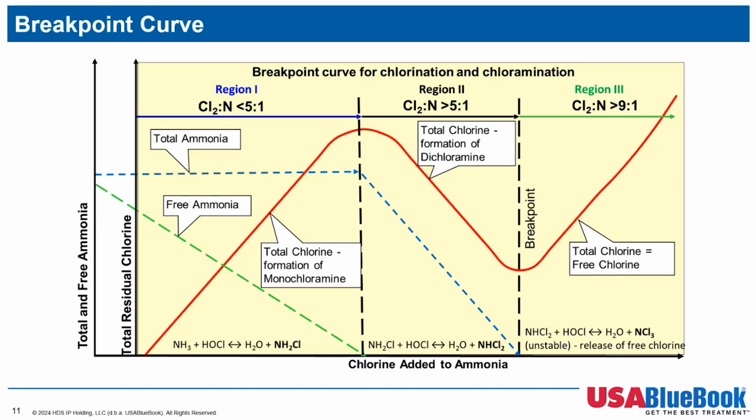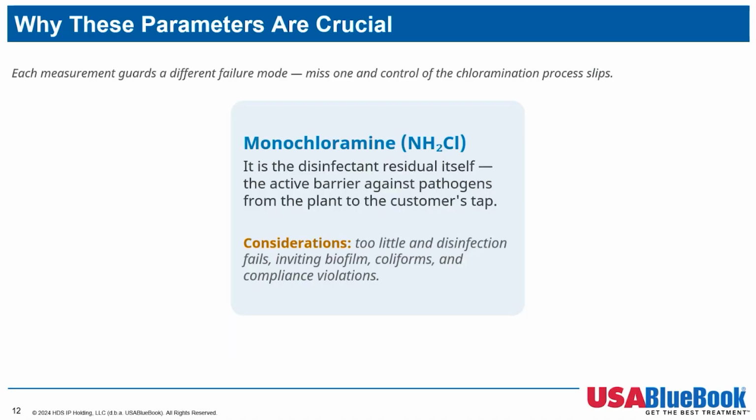Now here's the part I'd like to underline. A plant drifting to the right on this curve is adding more chemical and getting less protection. If someone tells you they keep raising the dose and the residual keeps dropping, this curve really helps explain the answer. And this leads us into why a handful of parameters have to be watched together. So let's talk about what we actually need to watch.